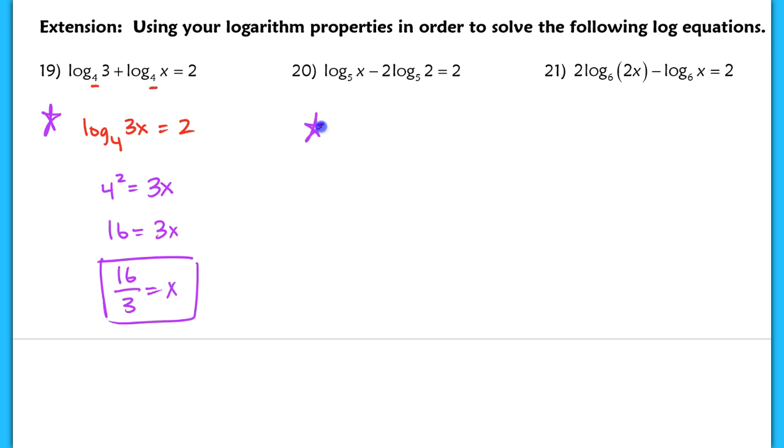So I'd like you to actually try 20 and 21 also, and I'm thinking I'm going to offer this as extra credit tomorrow in like a homework check. So I'll give these two exact questions and offer these as extra credit.